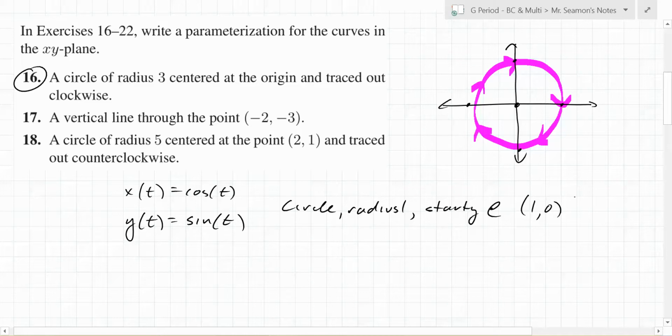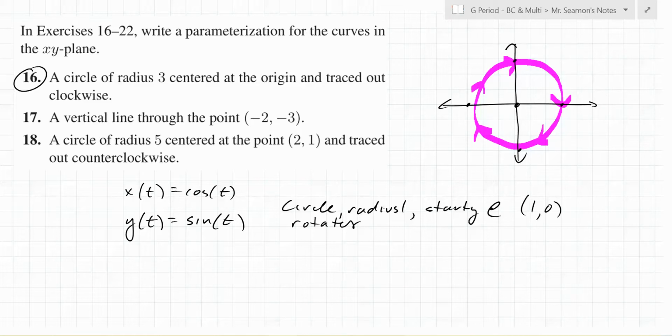So that one starts at 1, 0, and it rotates which direction? Counterclockwise. I think it's counterclockwise. Remember, this was the first one we did. Does it go counterclockwise? Well, you can test it.